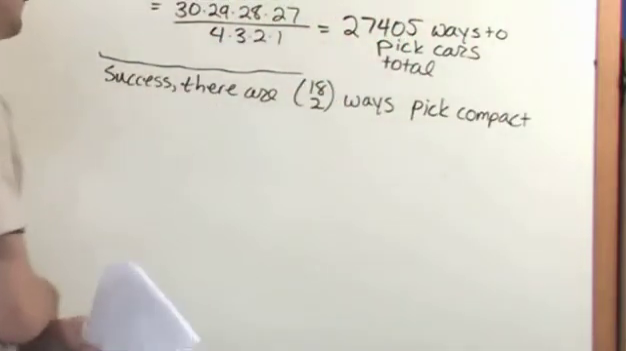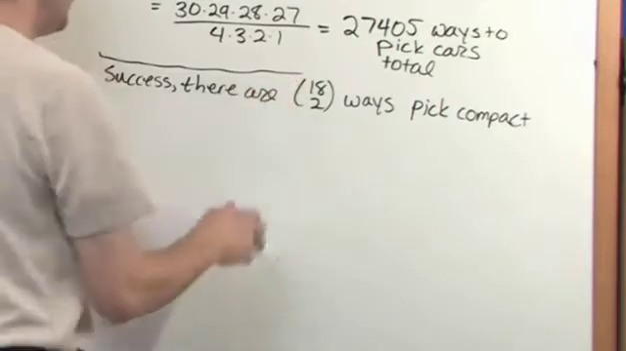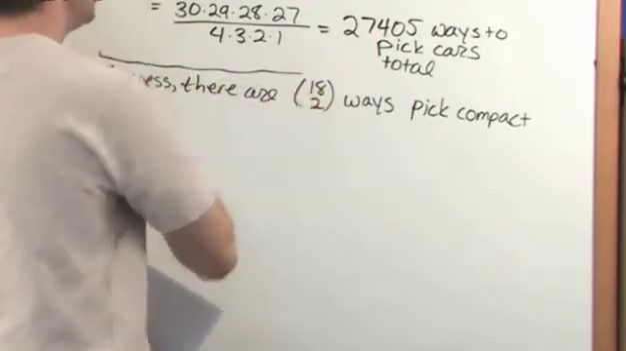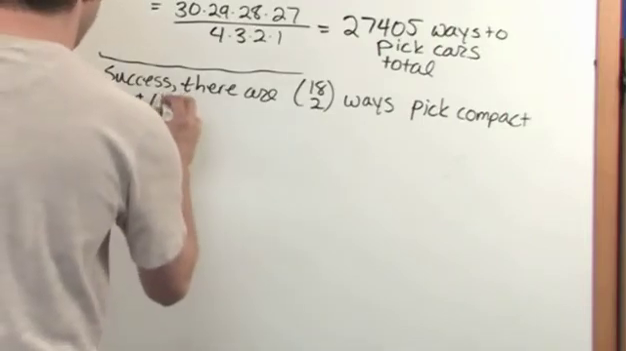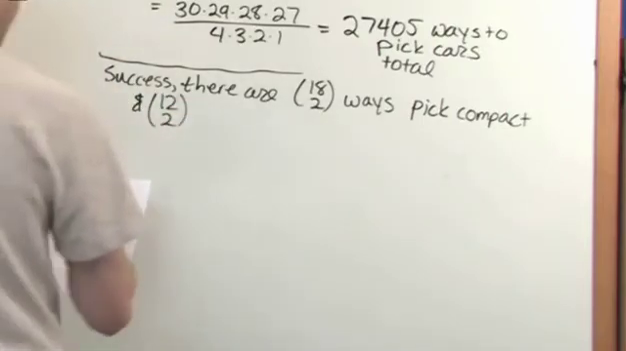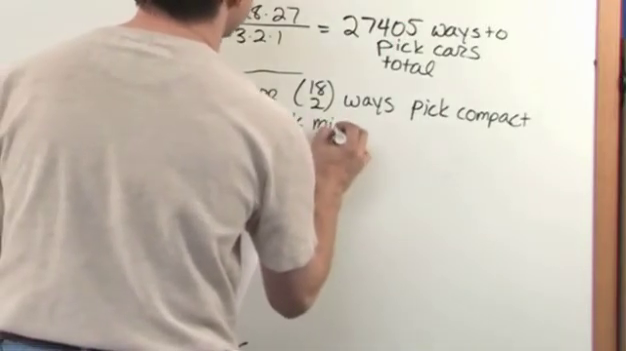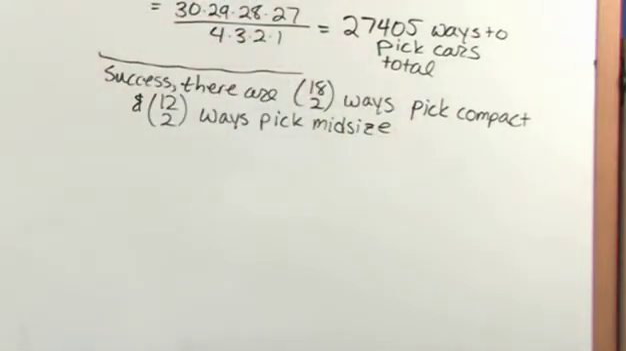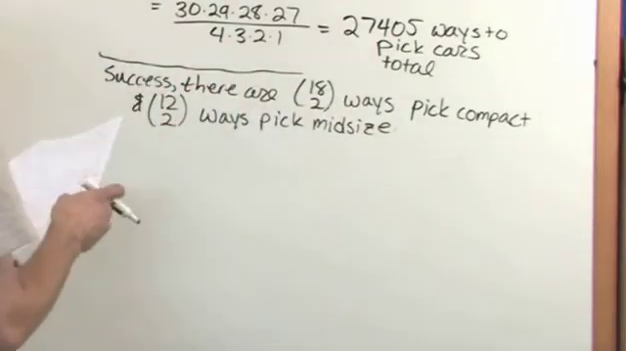Okay, because I said I had 18 compact cars, and the problem says that I want 2 of each type. That's my success. So if I have 18 compact cars taken 2 at a time, because I only want 2 compact cars, there's going to be that many combinations to do that. So we're going to have to calculate that. And there's also 12 combination 2, 12 taken 2 at a time, ways to pick mid-size. All right, so we're making some progress here. The problem said event A was getting 2 cars of the same type. We found the bottom. The number of ways to get the compact cars is going to be this, and the number of ways to get the mid-size cars is going to be that. So we need to calculate those 2 things.